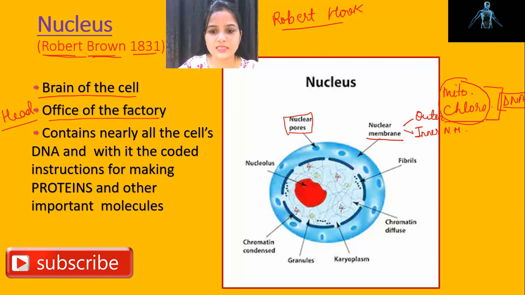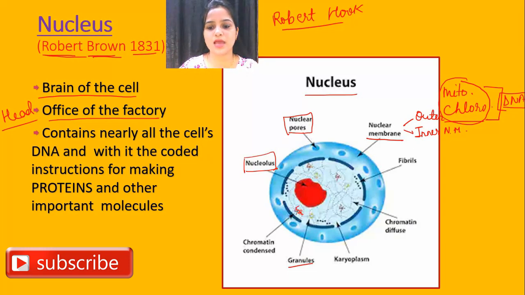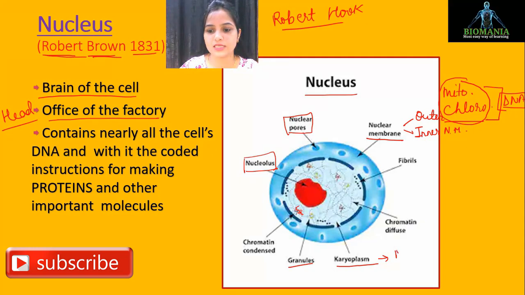And there is a dense region which is present inside the nucleus, and that dense region is known as the nucleolus. That is nucleolus, that is nucleus. Clear? Here you can see the condensed form of chromatin thread is present. There are some granule like structures present, that are known as the granules, and a liquid which is filled inside the nucleus, that is known as the karyoplasm. In some places you will get to know it as the nucleoplasm.